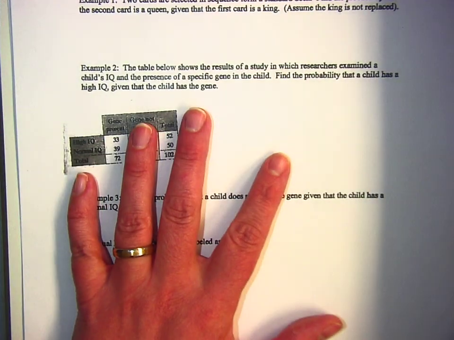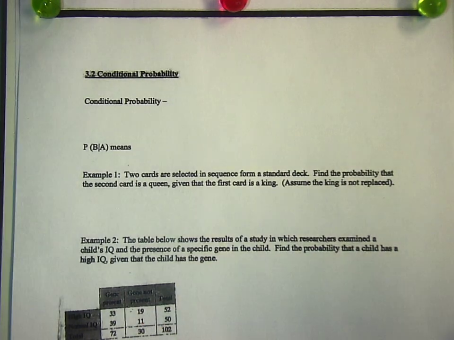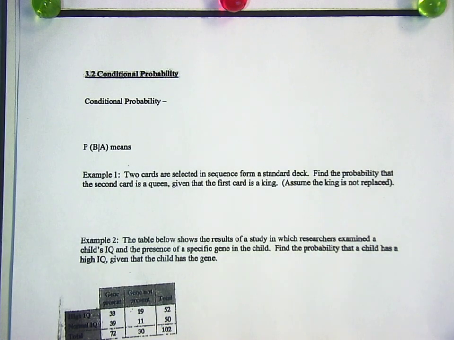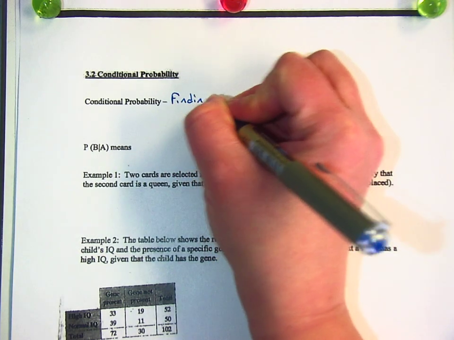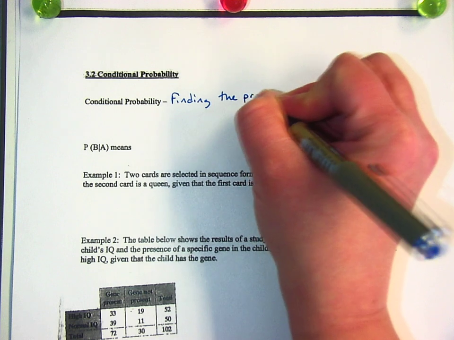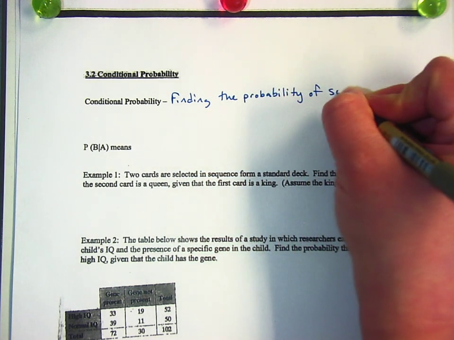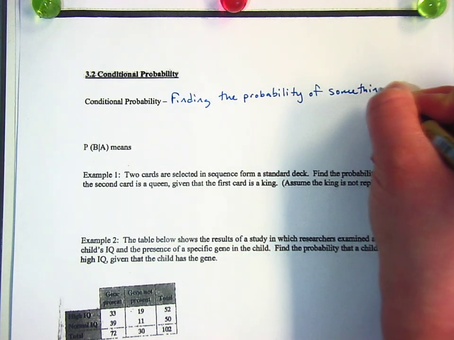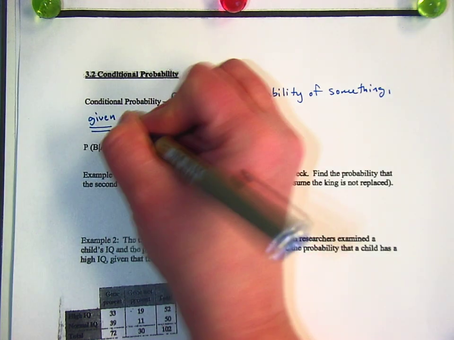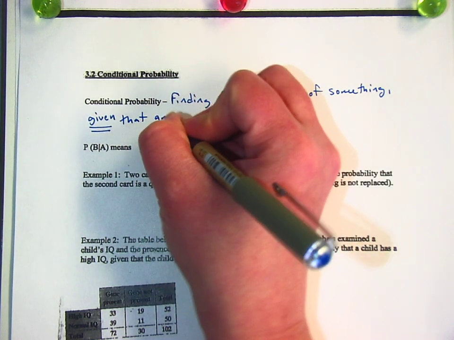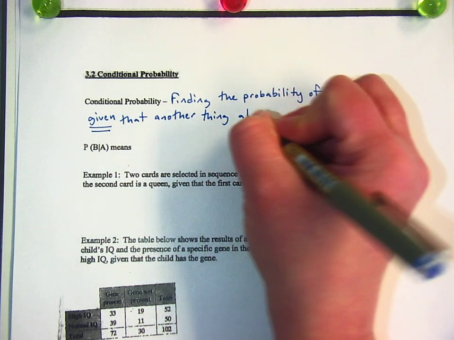So, let's start at the top. Conditional probability. Conditional probability is finding the probability of something given that another thing already happened.